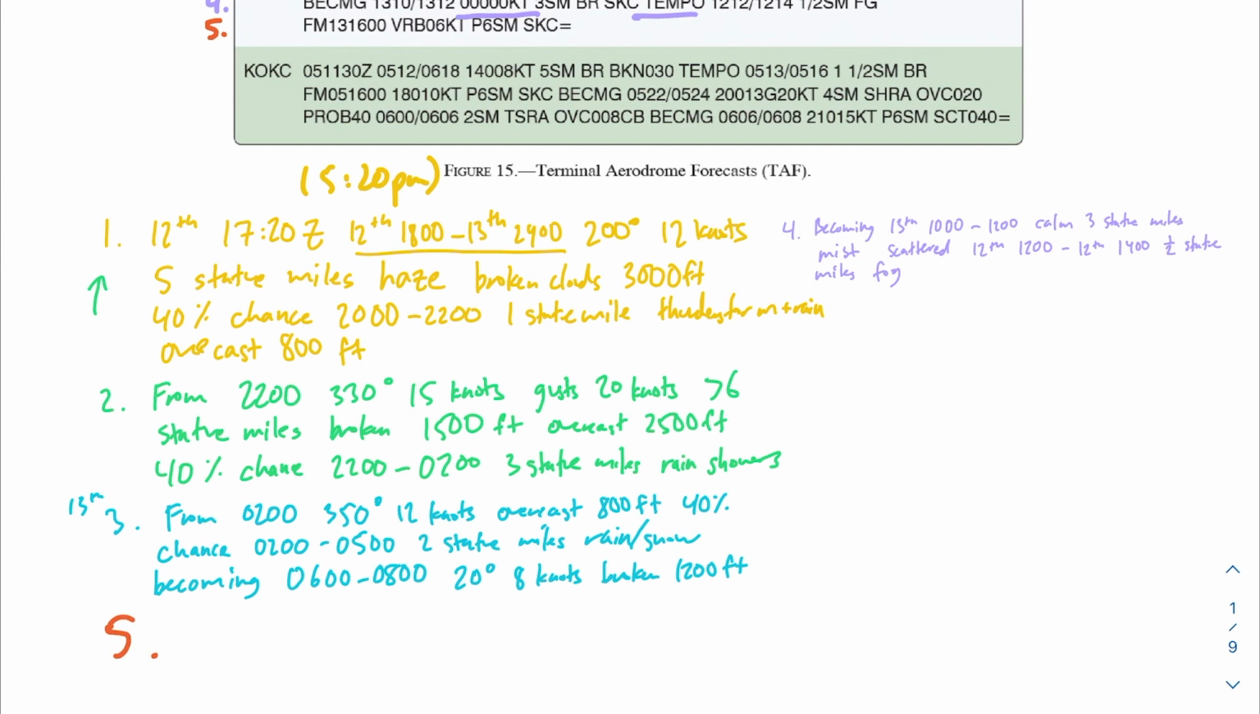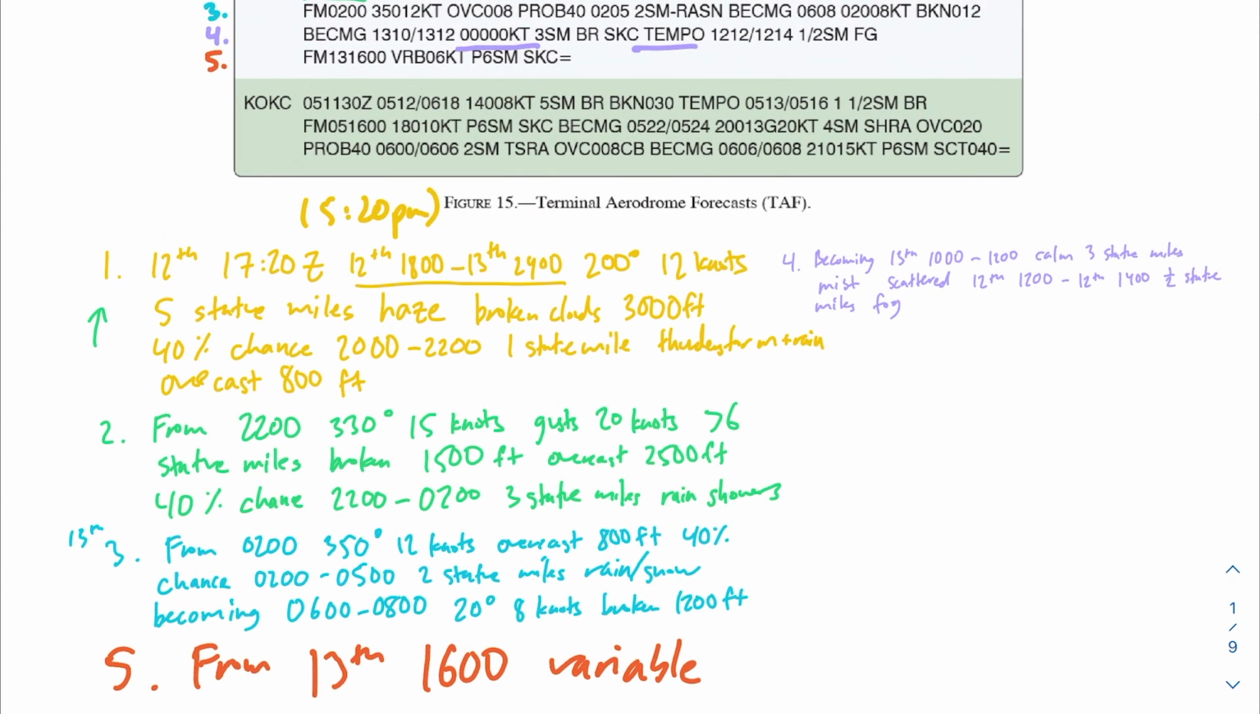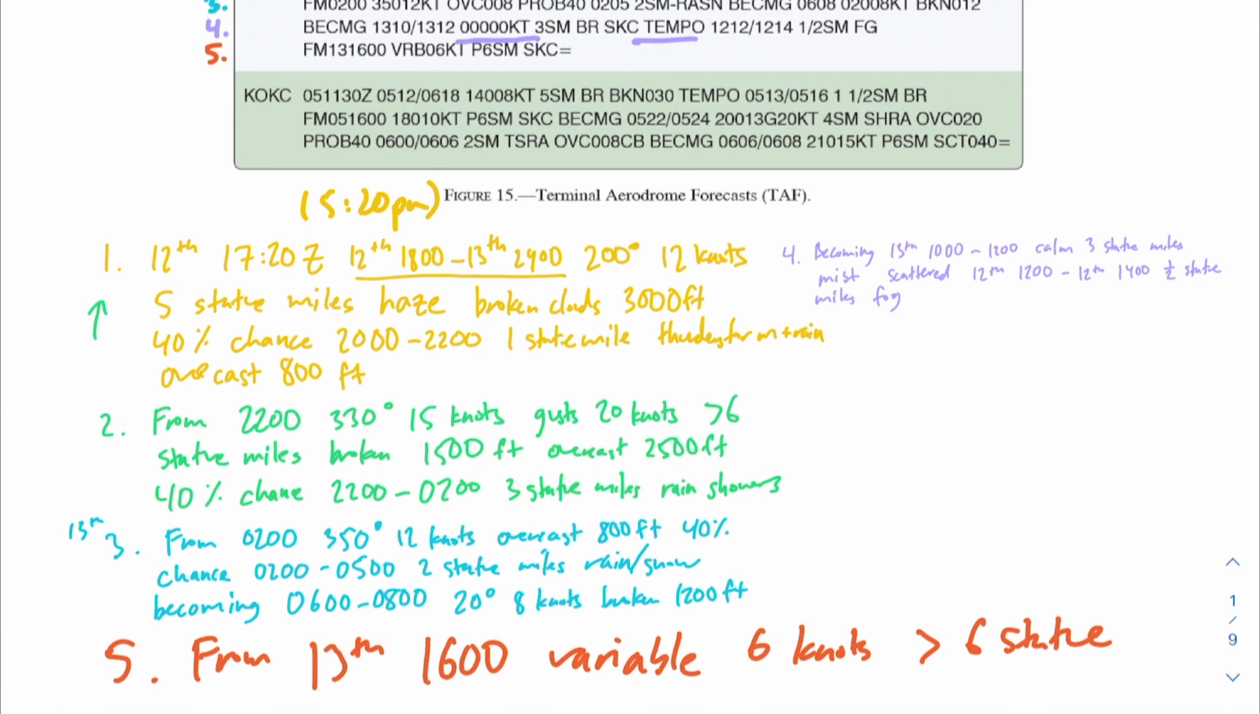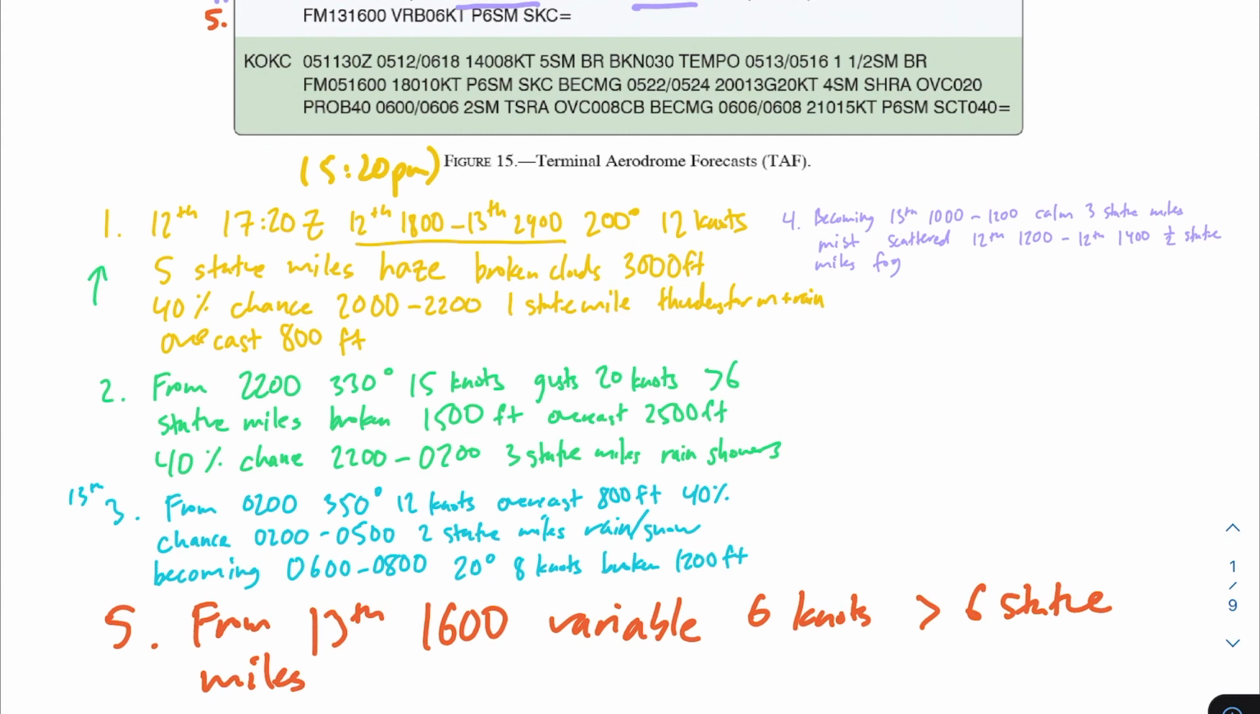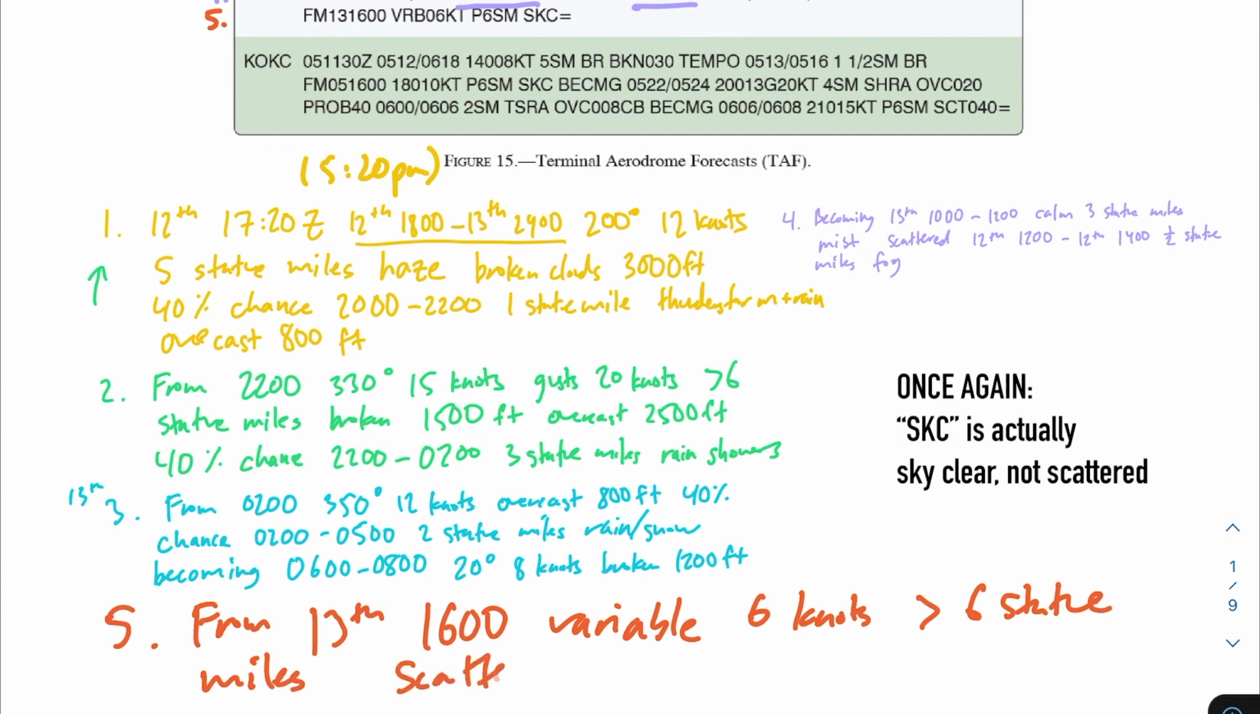So 5, we have from, it says the date, the 13th at 1600. From about 4 p.m., we're going to be having variable wind, that means that there isn't a one direction that the wind is going in. So it's variable at 6 knots. And then we have greater than 6 statute miles of visibility. And then we have scattered cloud coverage.